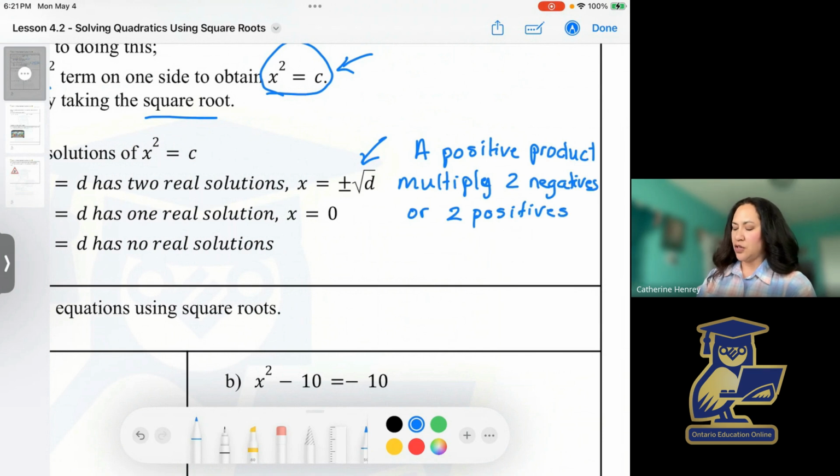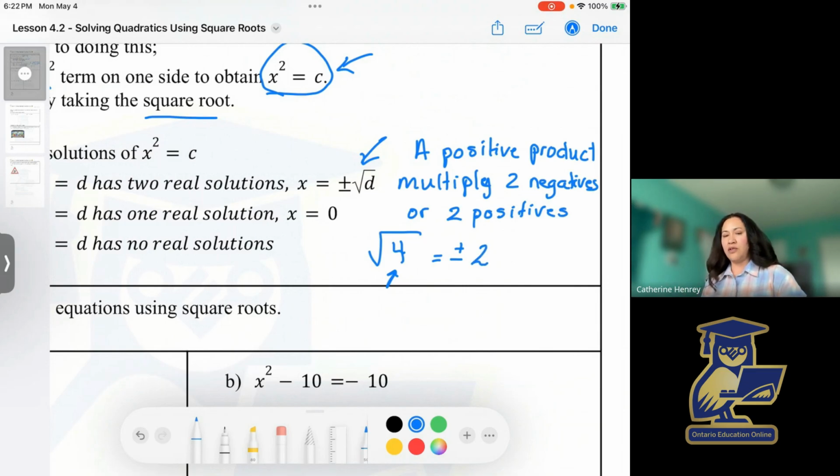So if I'm looking for something like the square root of 4, well, this 4 under the square root sign could have come from multiplying positive 2 times positive 2, but it could just as likely have been derived from multiplying negative 2 times negative 2. And so when we take the square root of something like that, we want to make sure that we use this plus minus sign, because it could have come from two negatives or two positives. So we have plus or minus 2.